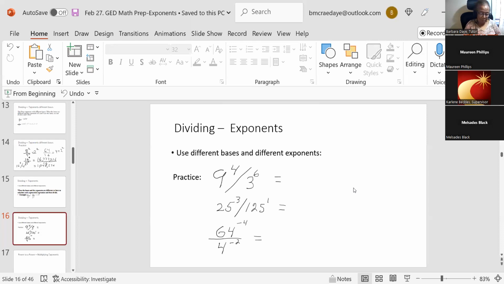That is 9 to the fourth over 3 to the sixth. Which one are you looking at? 25 to the third over 125 to the first power. Oh, that's 125 raised to the first power.